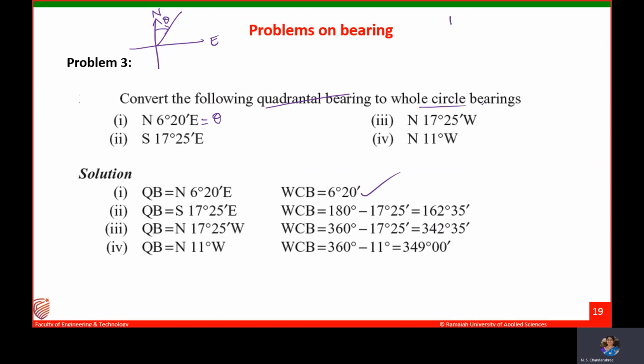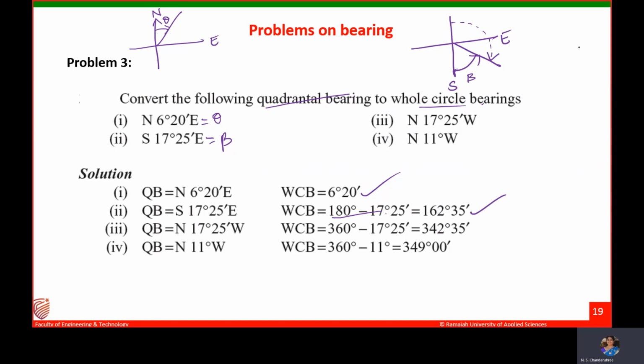Second is south 17 degrees east. That means it is in the southeast quadrant. South 17 degrees east means this is beta. Let us name this as beta. So 17 degrees east here, but we want the whole circle bearing. The whole circle bearing is this angle. From here to here it is 180 degrees. 180 degrees minus this angle beta, that is 17 degrees 25 minutes, will give us this angle. That is what is mentioned here, and we get the answer as 162 degrees 35 minutes.